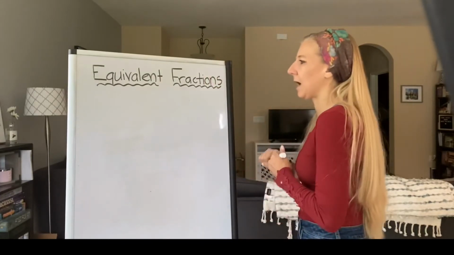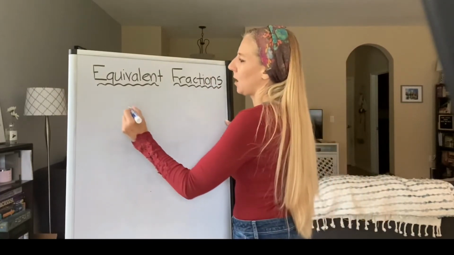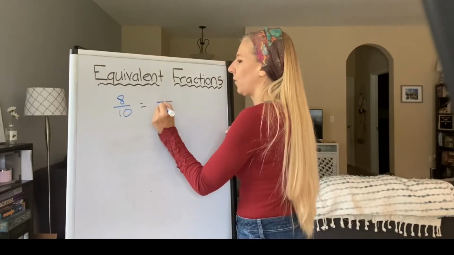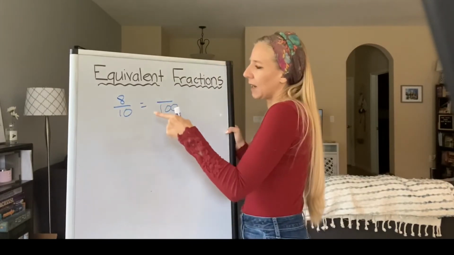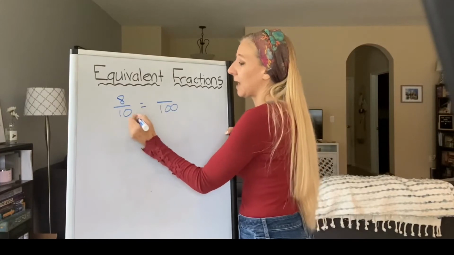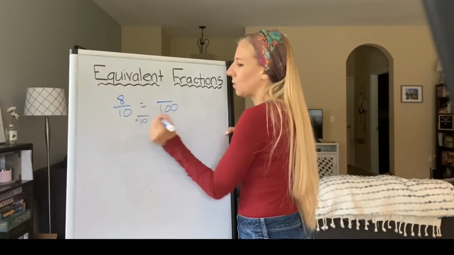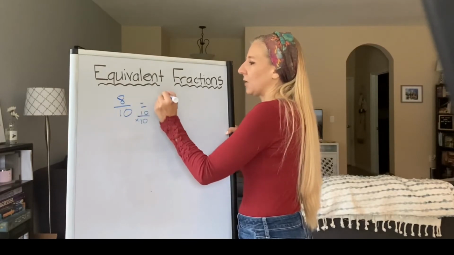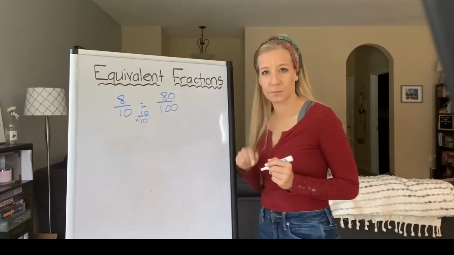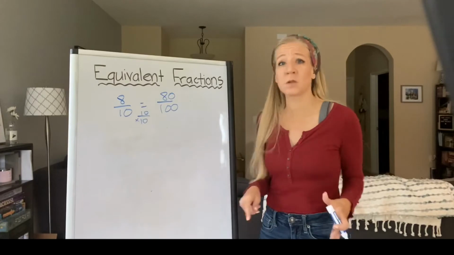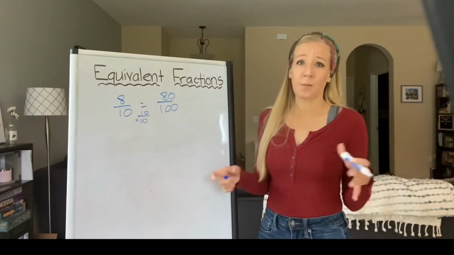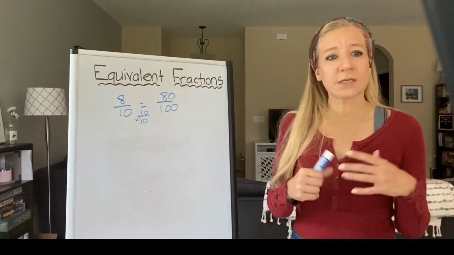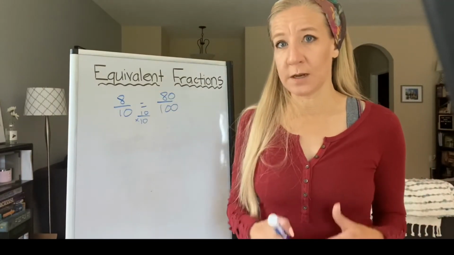So let's say I have 8 over 10 equals what over 100? Well, I could say I know that 10 times 10 equals 100. So I need to do times 10 to the top. So 8 times 10 would be 80. So it's that simple. You just multiply or divide the top and bottom number by the same number, in this case 10. So today you're going to do page 51 in your packet.